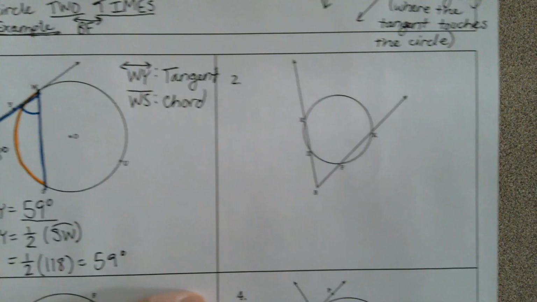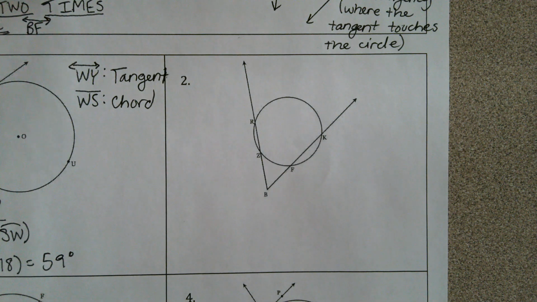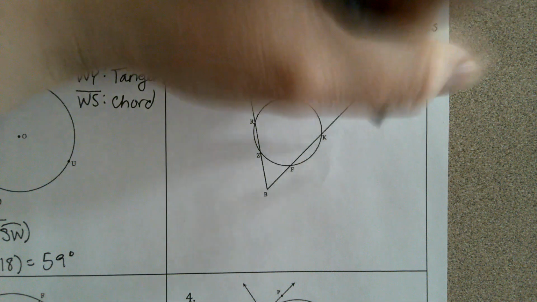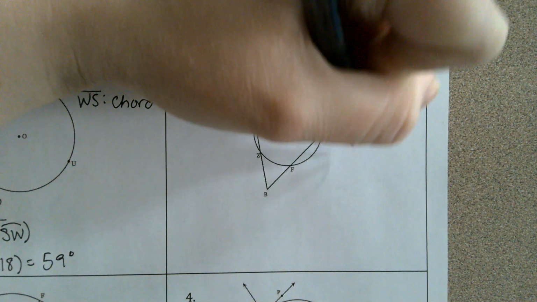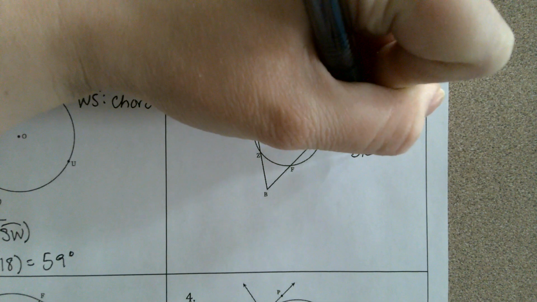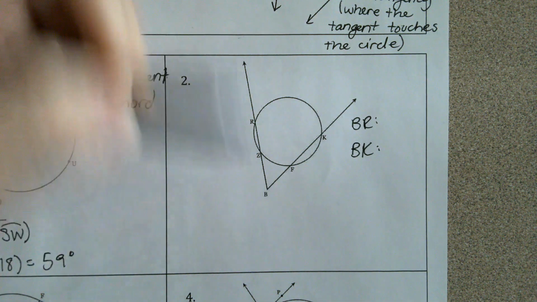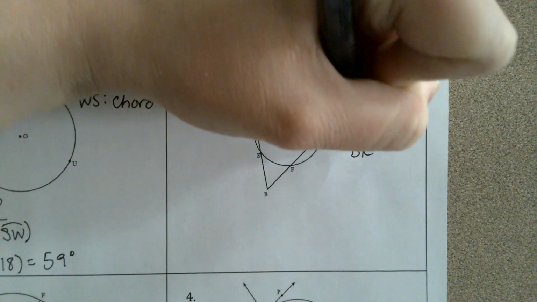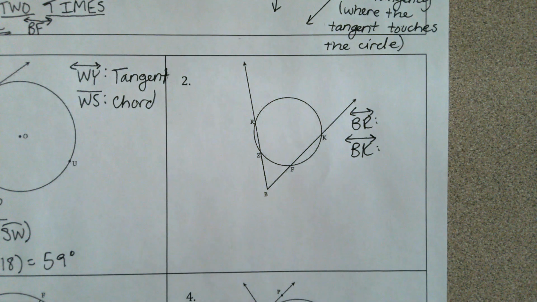Number 2. Again, we start by asking ourselves what type of lines we have here. I have BR and BK. Right off the bat, they extend beyond the circle, so they are lines. So on that alone, they can't be chords.